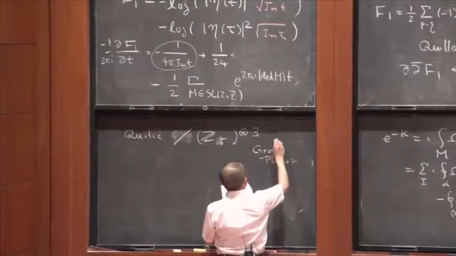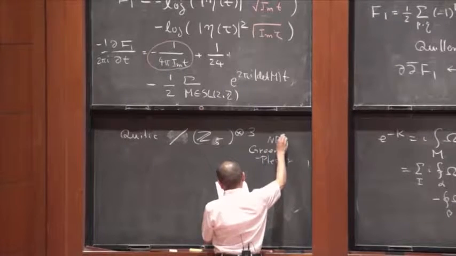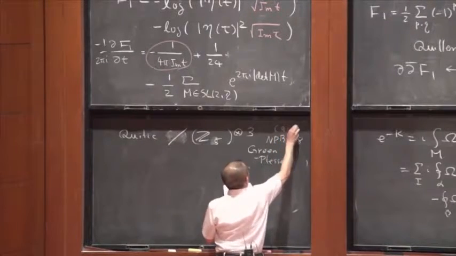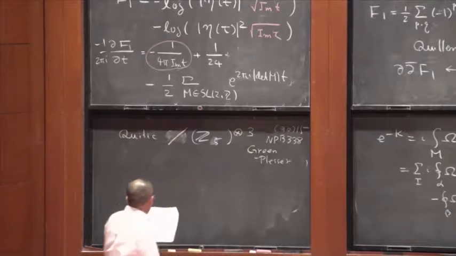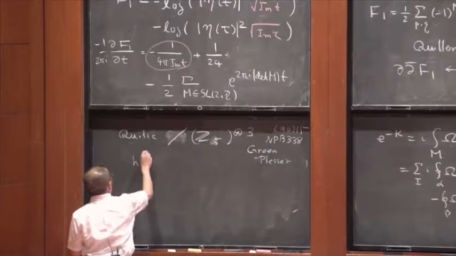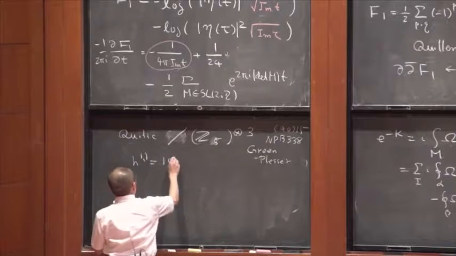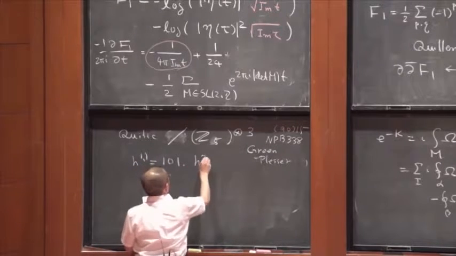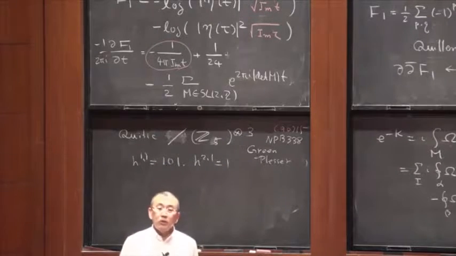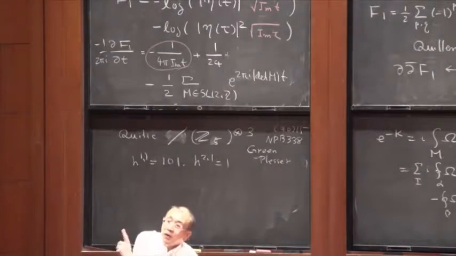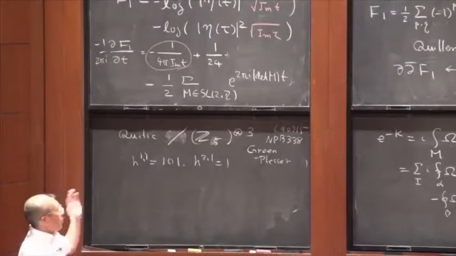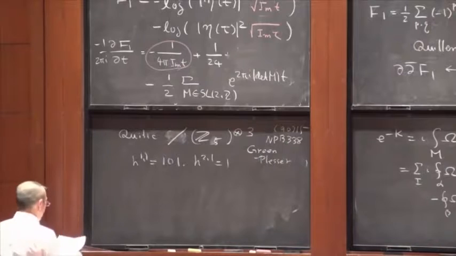And you can look at that in Nuclear Physics B338, 15. And so this exactly gives you a manifold with h11 equal to 101 and h21 equal to 1. So the roles of h11 and h21 are reversed. So the A model and B model are reversed. And they actually have a quantum field theory derivation of why these two are equivalent.